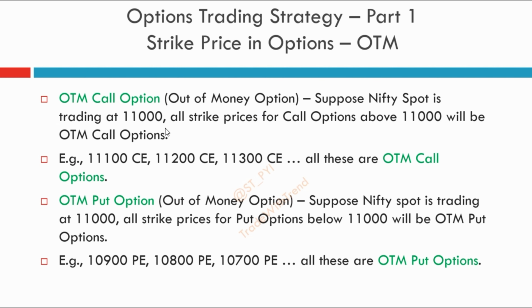So suppose Nifty spot is trading at 11,000. All the strike prices that are above 11,000 will be categorized as out of the money call options. This means 11,100 CE, 200, 300, so on and so forth will be out of the money call options. Similarly, for out of the money put options, all the strike prices that are below 11,000 will be categorized as out of the money puts. Why? Because spot is 11,000 and you are expecting that price will move in the future to either 10,900 PE, 800, 700 or 600, right? So these are out of the money put options.